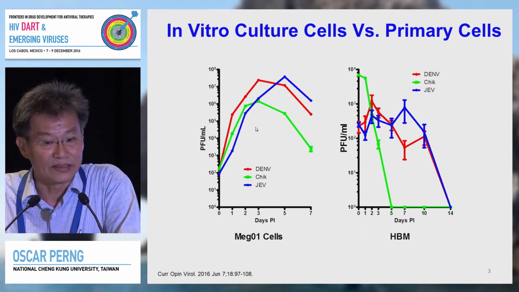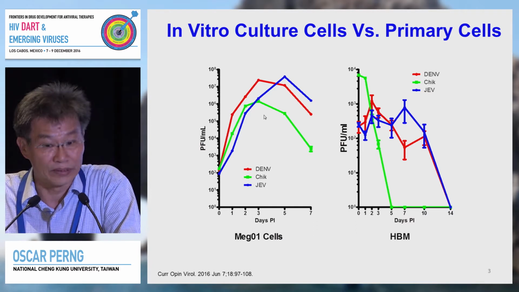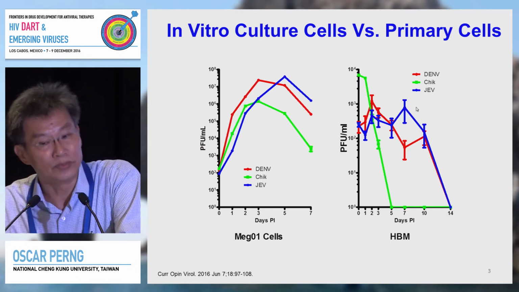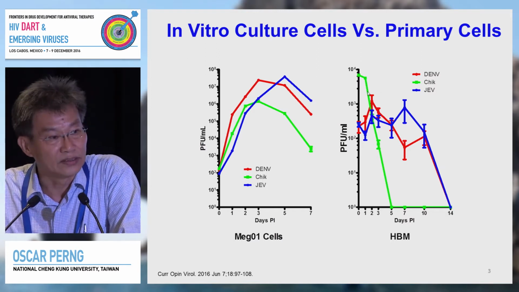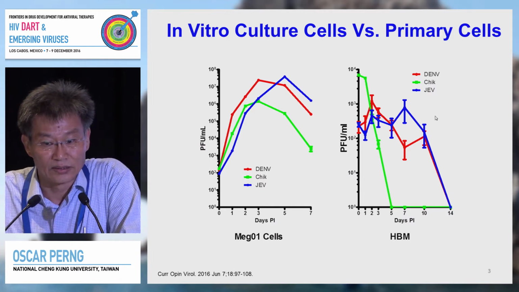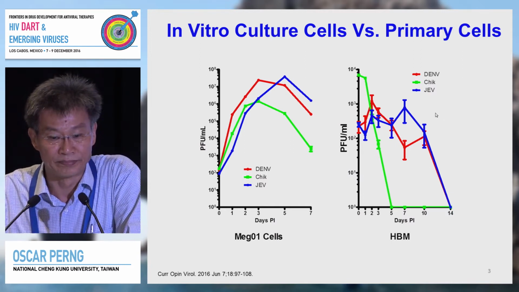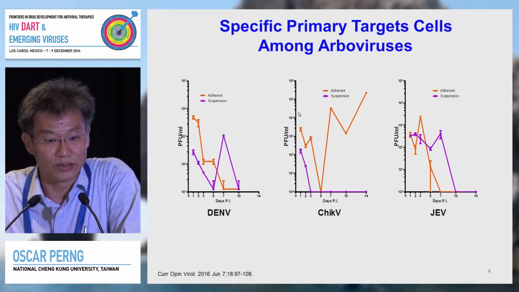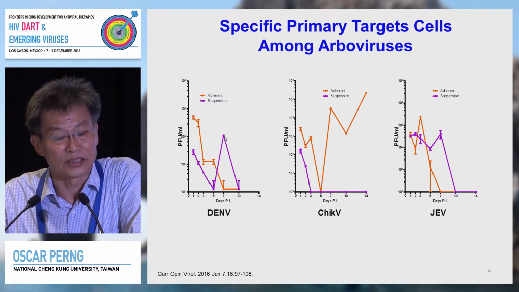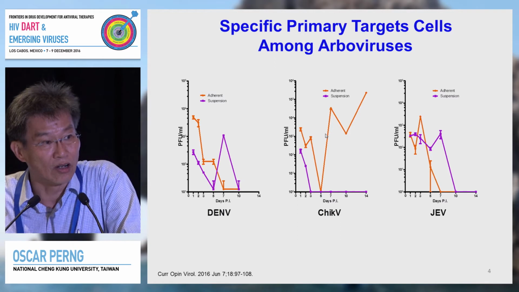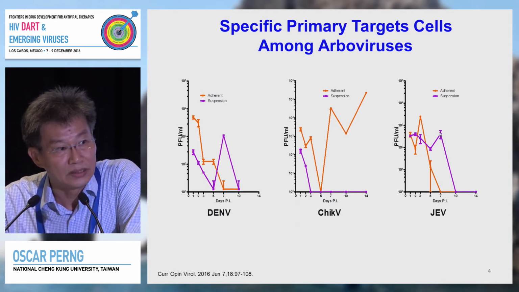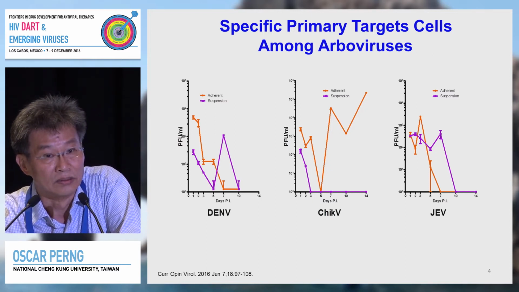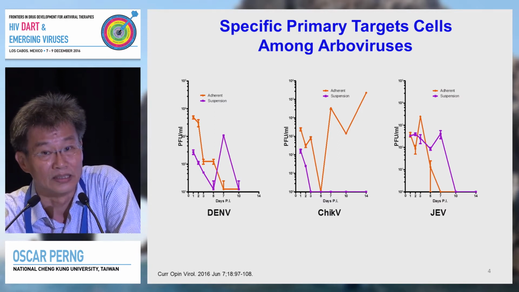So you put down the dengue virus, chikungunya, and JEV, and they all replicate very, very well. However, you put the same viruses onto human bone marrow cells, and you find that chikungunya will not replicate. Dengue and JEV will replicate well. And if you further define by suspension cell and adherent cell, you will find that dengue only replicates in the suspension cell, and chikungunya will replicate only in the adherent cell. And JEV can replicate in both adherent and suspension cells. So this tells you, fundamentally, they do have differences in terms of the target cell.